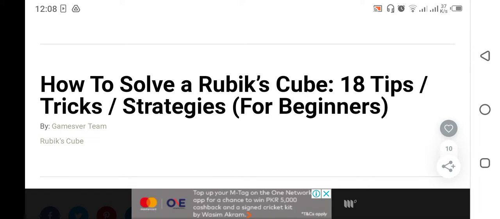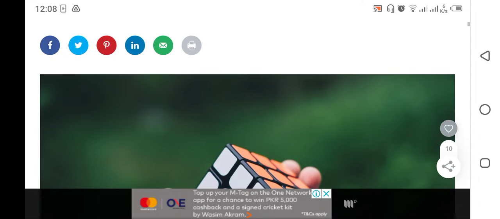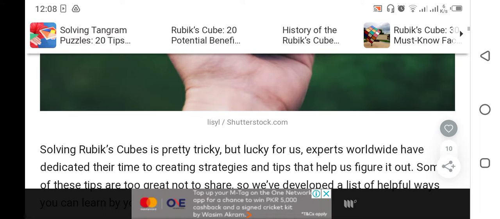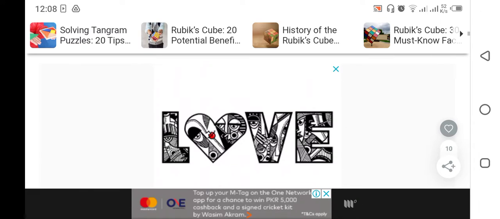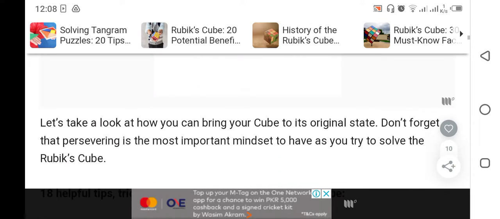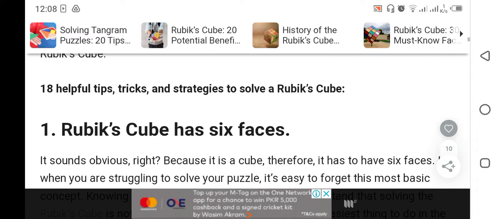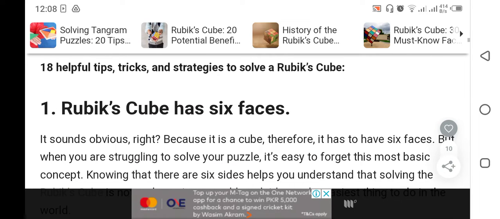How to solve a Rubik's Cube: 18 tips and tricks or strategies for beginners. 18 helpful tips and tricks and strategies to solve Rubik's Cube.